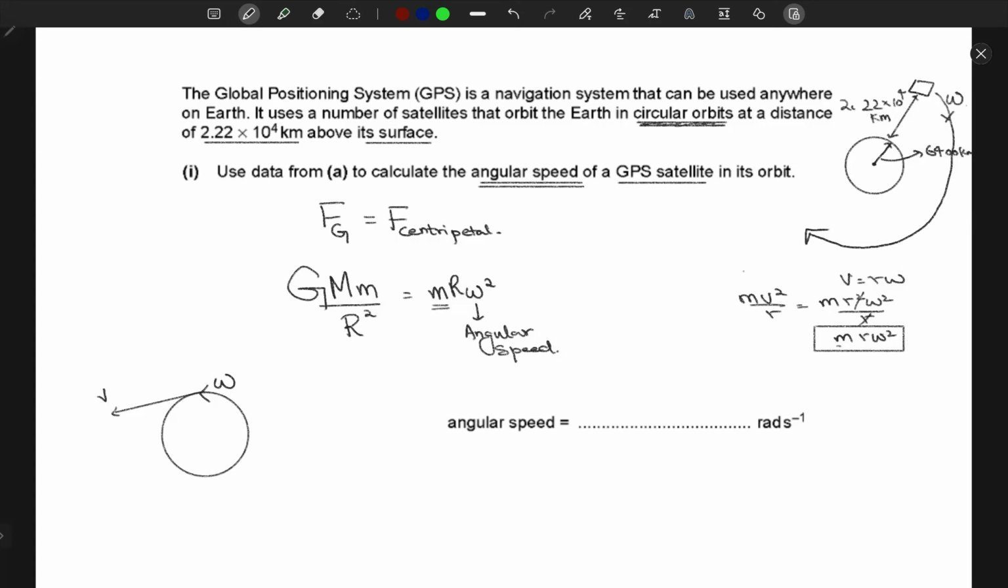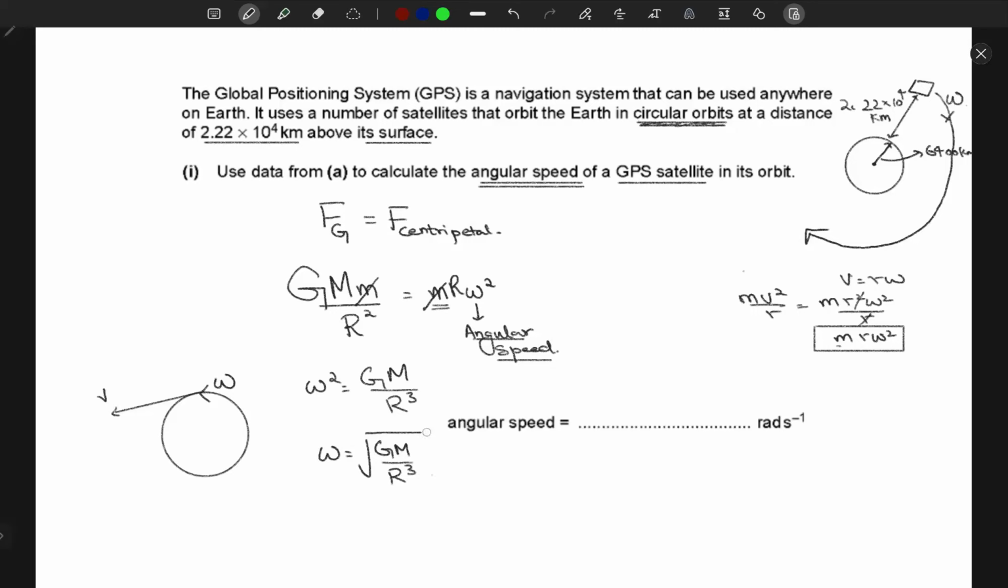Now we can simplify this equation and write it for the angular speed. So you can just cancel this m with this m, and this really becomes omega squared is equal to G M by r cubed, right? So that's the equation that you would have, and then you can just write it as omega equals square root of G M by r cubed.